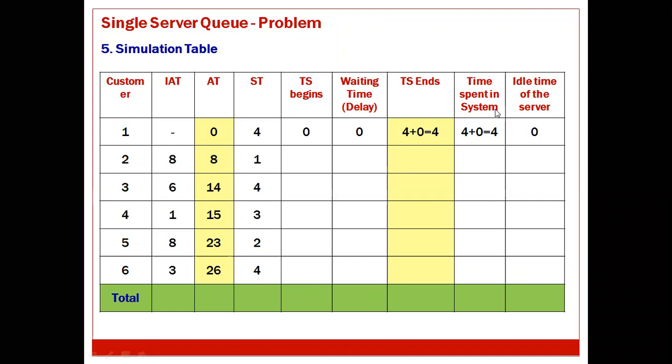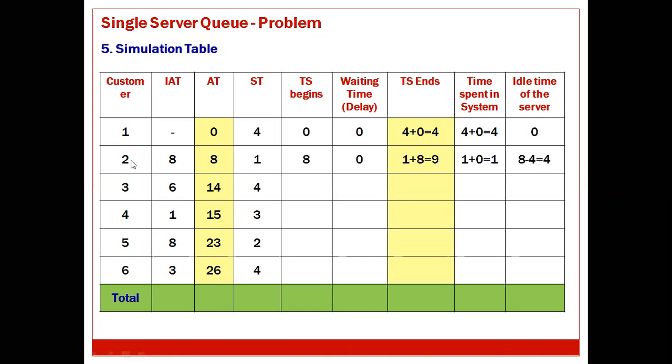Time spent in system. So how much time the customer has spent in the system is service time plus delay, that is waiting time, which is again 4 plus 0, 4. Then idle time of the server, initially for the first customer it will be 0. Did you understand this one? So initially time service begins will be 0, then waiting time will be 0, and then idle time of the server will be 0.